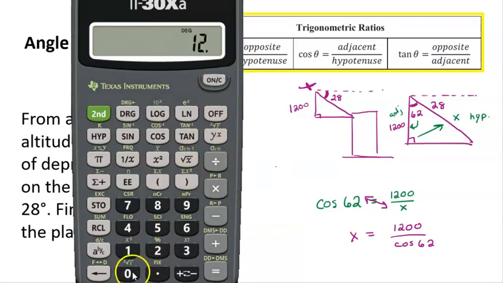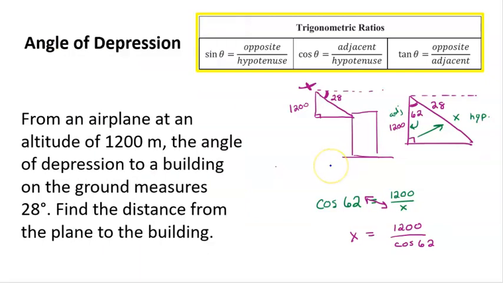So 1,200 divided by 62 cosine equals, and that gives me 2,556.1. And that's going to be meters.